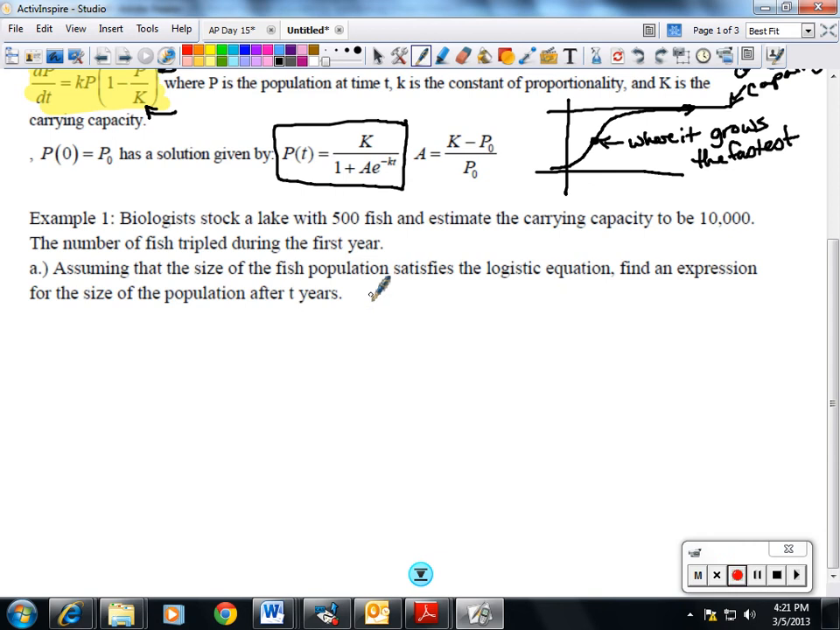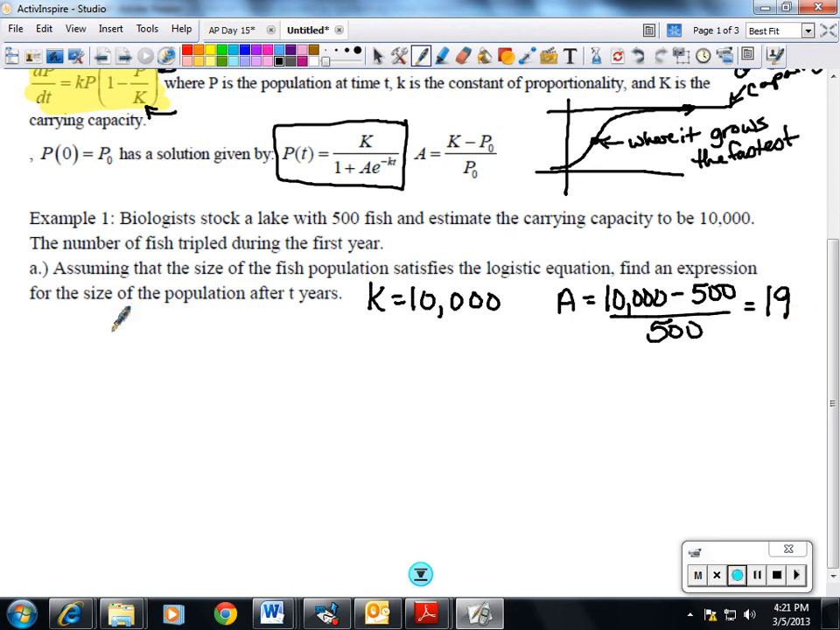So let's find K first. It gives it to us. K is 10,000. That's my carrying capacity. If you want to know what these are, here are the explanations. K is the carrying capacity, which is 10,000. A is the carrying capacity, 10,000, minus the initial population, 500, over 500, which ends up being 19. So my equation is going to be P of t equals K, 10,000, over 1 plus 19e to the negative kt.